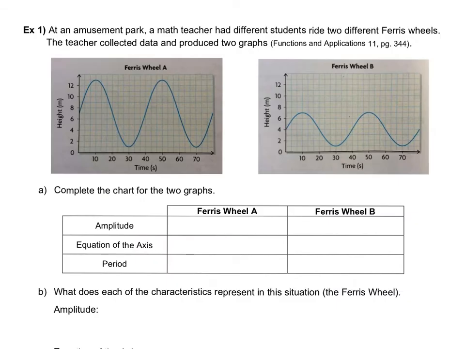All right, on our next example, we have an amusement park where a math teacher had different students ride 2 different Ferris wheels. Sounds like a fun math teacher. A teacher collected the data and produced 2 graphs. This actually came from your textbook, so you can refer to page 344 in your textbook if you want to get a better look at these graphs. Complete the chart for the 2 graphs, so take a moment and fill these things in and see if you can answer the questions that go with this.